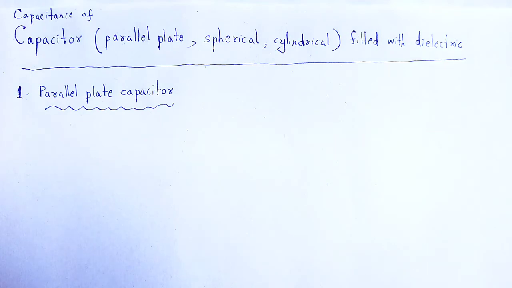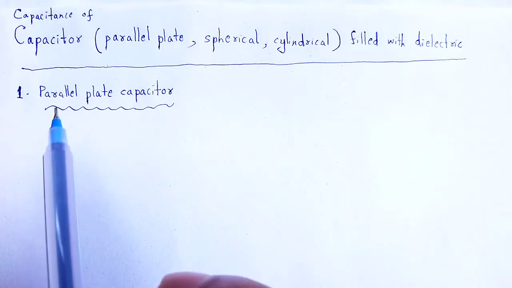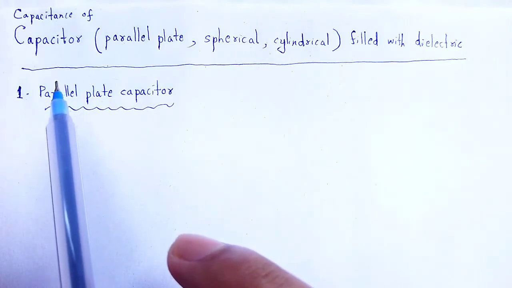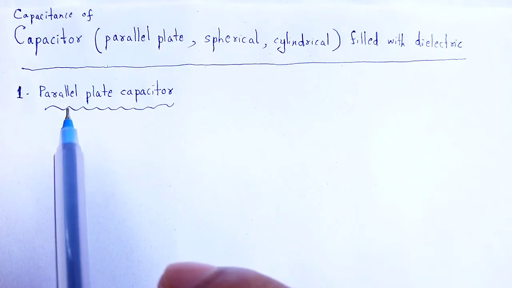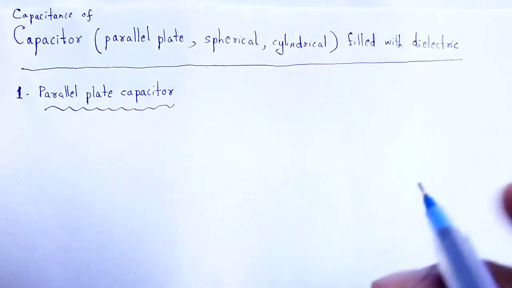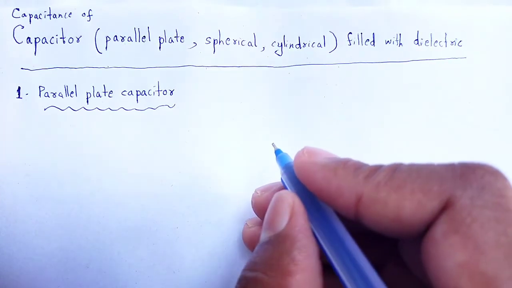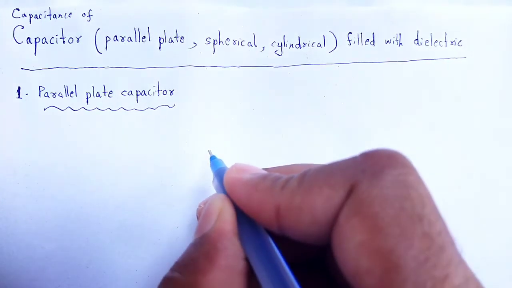In this video, we are going to discuss capacitance of capacitors like parallel plate, spherical, cylindrical that are filled with dielectric. Let's begin. First, we have to calculate capacitance of a parallel plate capacitor with dielectric slab between the plates. We have to consider a parallel plate capacitor with each plate having the area A.